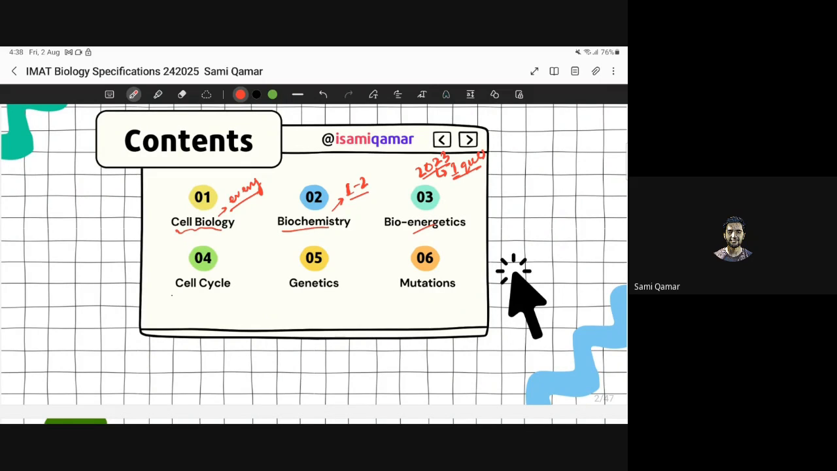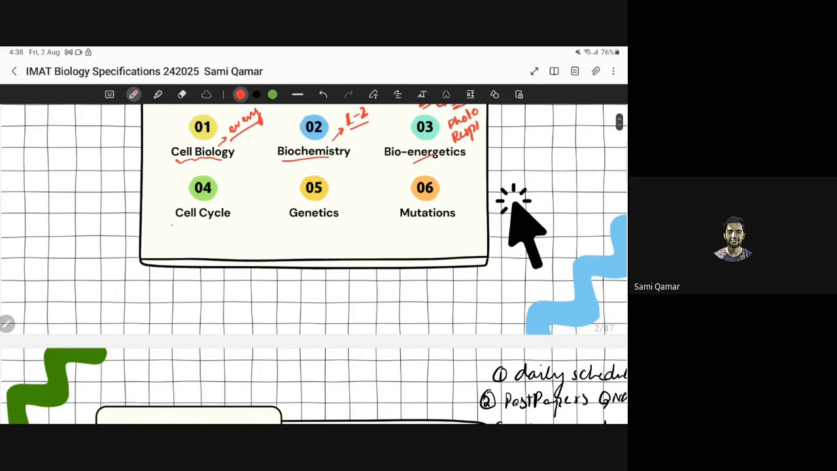Bioenergetics is a really good one, but here you have to memorize tons of information. We will study photosynthesis, and the second thing we will do is cellular respiration, which is a very important thing. Then the cell cycle. The cell cycle is a very good one, and it has got mitosis and meiosis. But there are so many tricks in it, so you have to understand this.